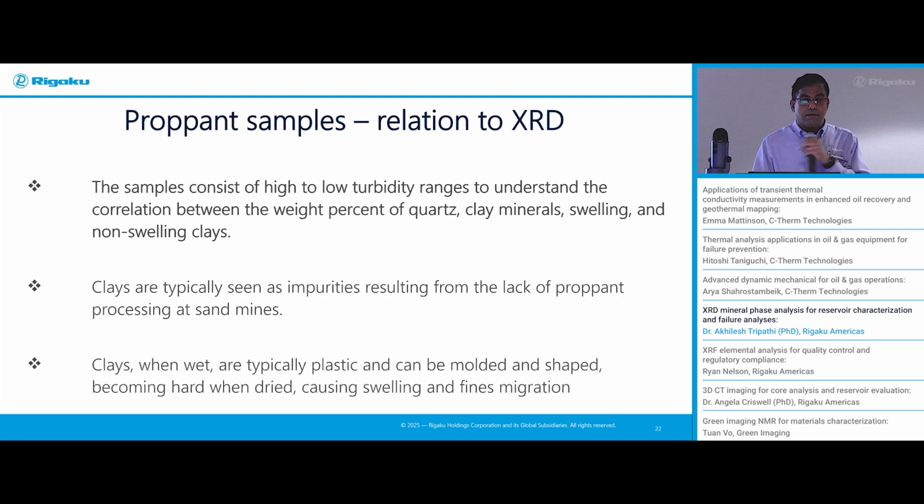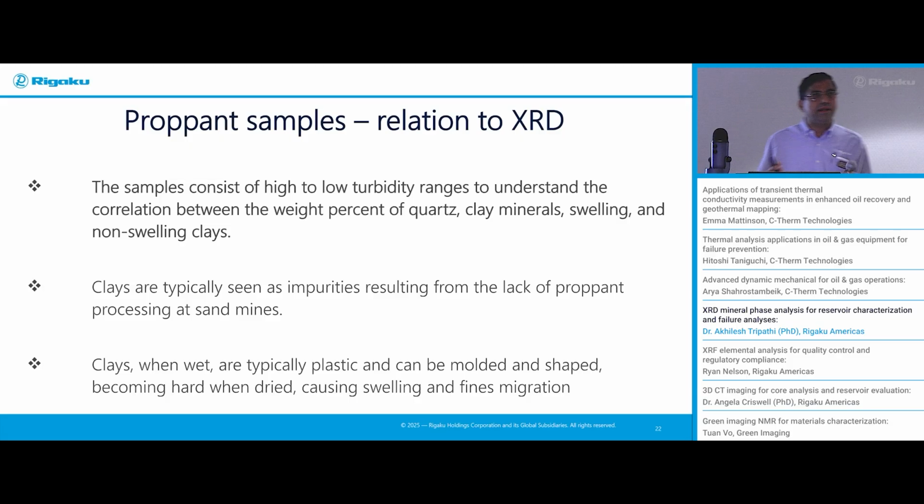looks like. The sample consists of high to low turbidity range to understand the correlation between weight percent of quartz, clay minerals, swelling, and non-swelling clays. Clays are typically seen as impurities, resulting from lack of proppant processing at sand mines. So clays, when wet, are typically sort of like plastic and can be molded and shaped, becoming hard when dry, causing swelling and fines migration.